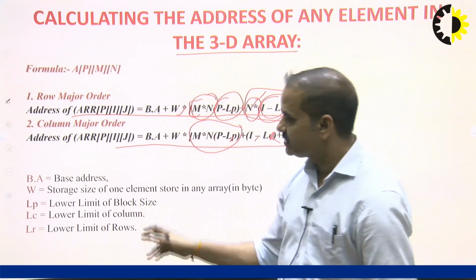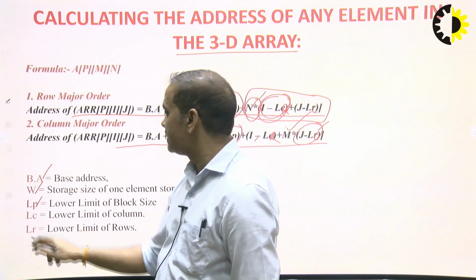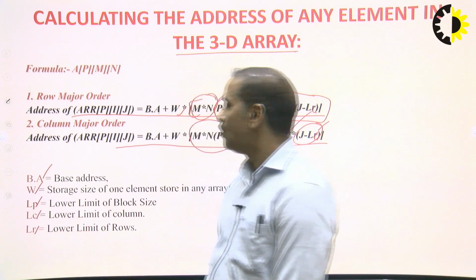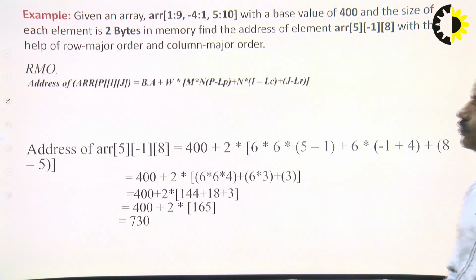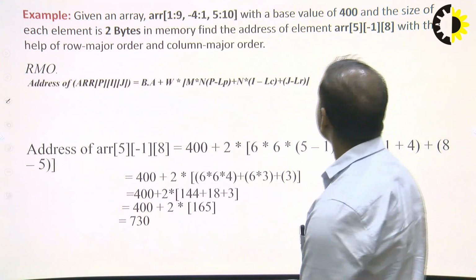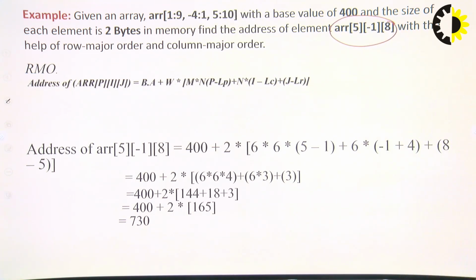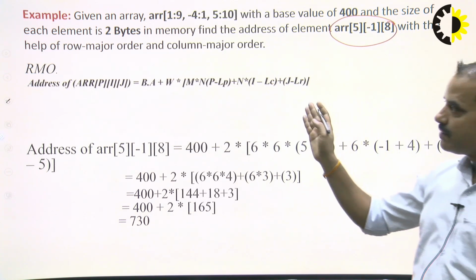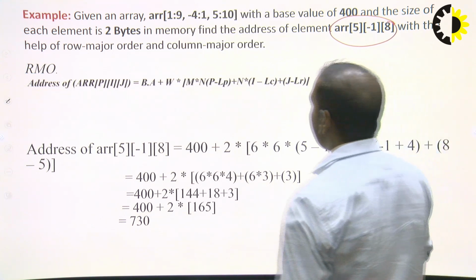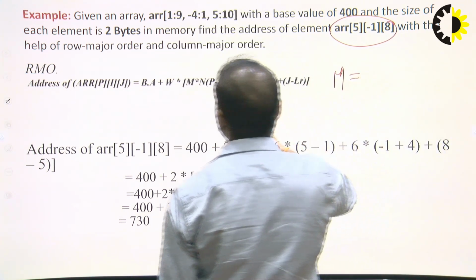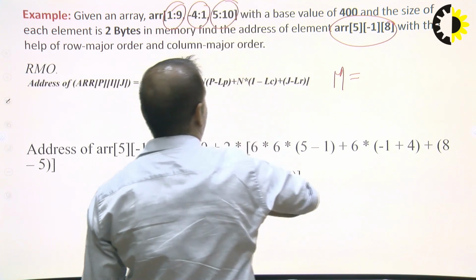This is the formula which explains: base address, W number of words per memory cell, LP lower bound of page number, LC lower bound of column, and LR lower bound of row number. This is a numerical in which we have to calculate the address of the given element, and the location whose address we want to find is 5, -1 and 8. By using row measure order, we have to put in all the values and calculate. M is calculated like this: upper bound minus lower bound plus 1. This is the M, this is the P, and this is the N.